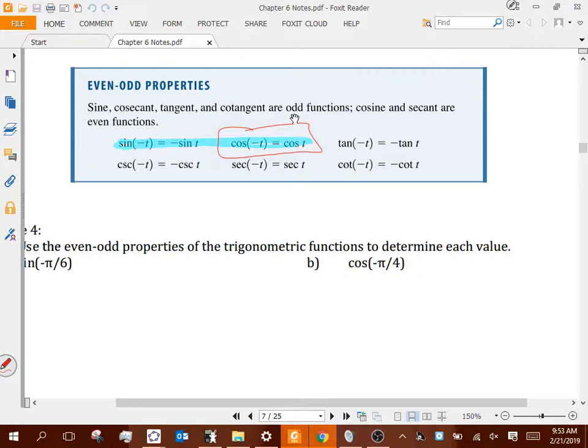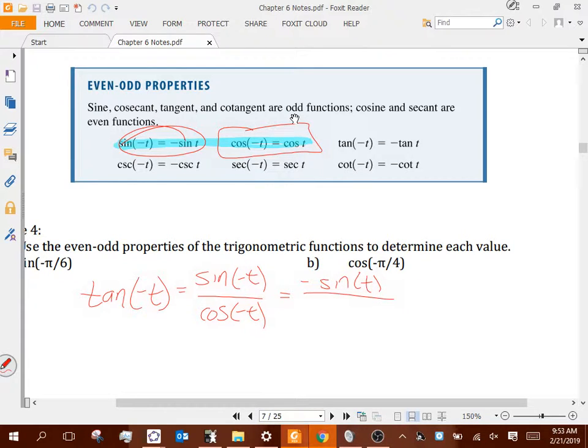But now, why would I only need those two to figure out tangent? Think about this. Tangent of the opposite of t would be equal to sine of the opposite of t over cosine of opposite of t, right? That make sense? Well, what do we say sine of opposite of t was? Negative sine of t. So let's put that, because look at this. What tangent is, it's getting rid of the negative angle, right? And it's going to produce a positive.